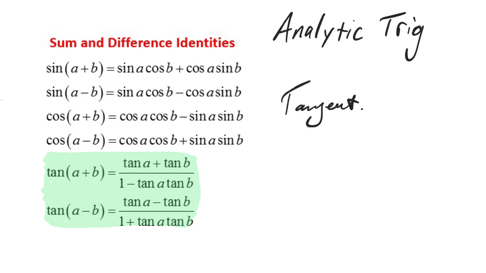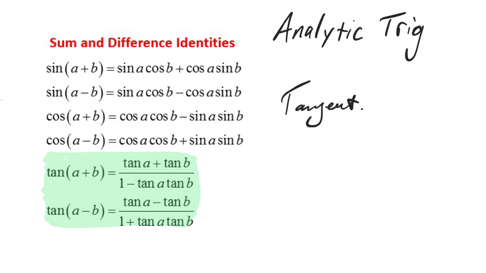Welcome. I'm going to talk about analytic trig, the tangent sum and difference identities. So the highlight down here in green, we got tangent of some angle A plus some angle B. It's going to equal this guy on the right. Tangent of angle A minus angle B is going to equal this guy on the right.